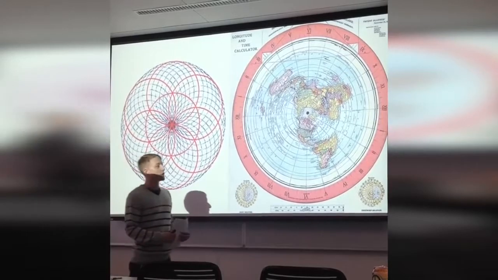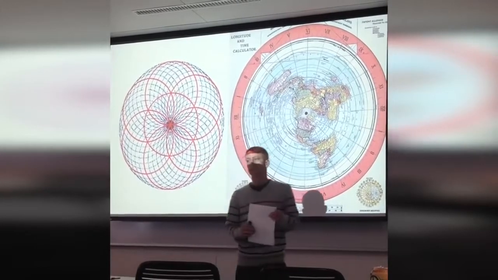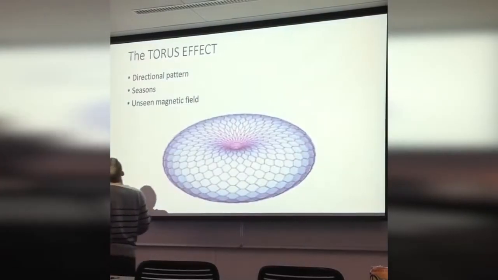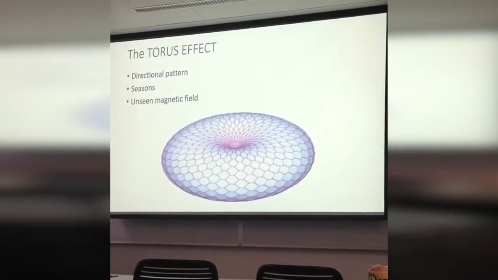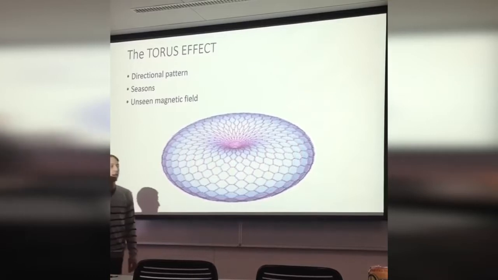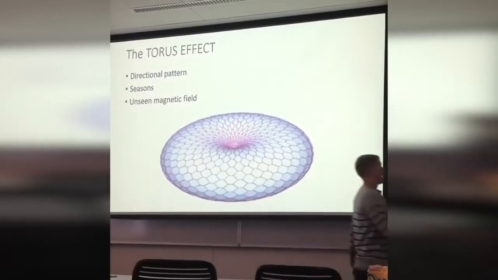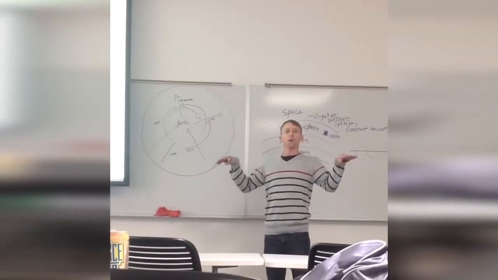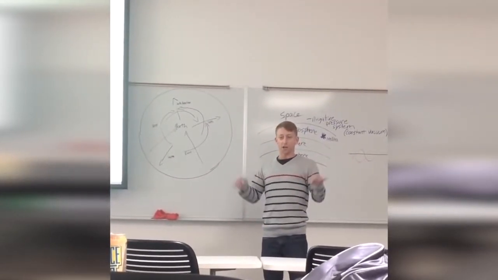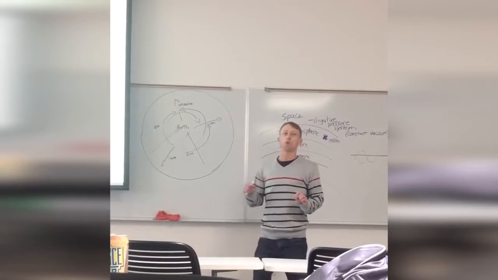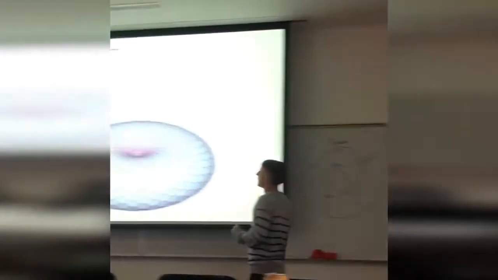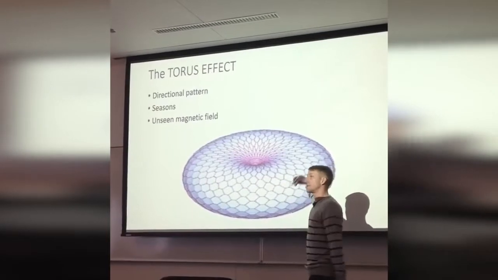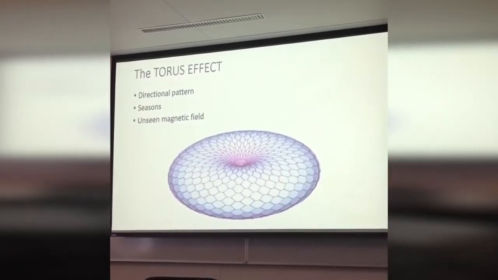But have you guys ever heard of the torus effect? Nobody ever heard of the torus effect in here? No. I'll explain the directional pattern right now. It'll make it easier for you guys to understand this map. In this map, it's going to be a stationary plane. When the Earth is stationary, the sun, moon, and stars all wrap around us. A lot of people don't get the directional pattern. That's what I'm willing to explain right now.